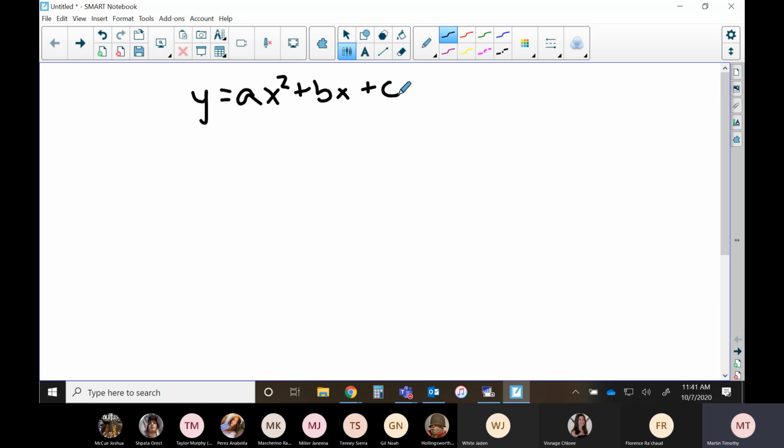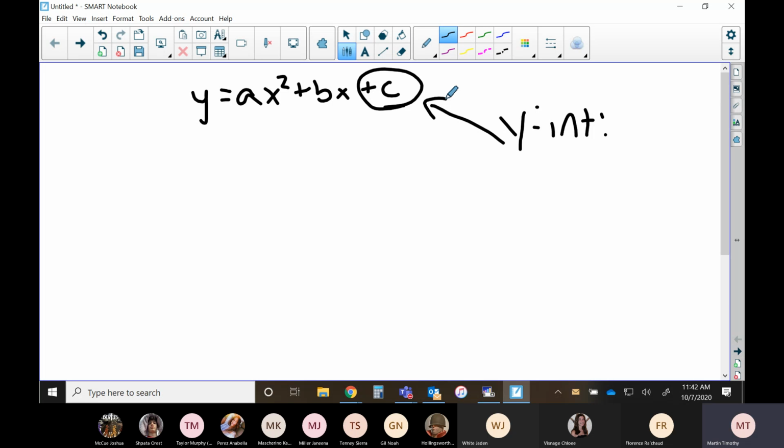But standard form does have something that you can just grab. It gives you the y-intercept right away. The y-intercept is sitting right there every single time. Now, why does it make sense that that's the y-intercept?